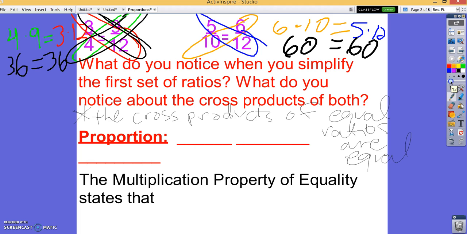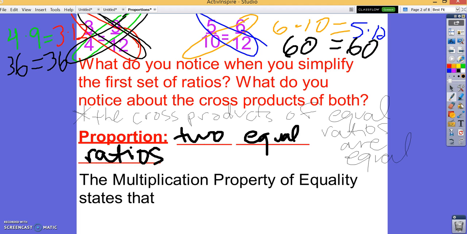Now, we are going to stop using the phrase equal ratios, and we're going to start using the word proportion. A proportion is two equal ratios. So just to sum up what you should have on your paper, you should have any math writing that we've already done. You should also have this note that the cross products of equal ratios are equal. You should also have this definition of a proportion, two equal ratios.